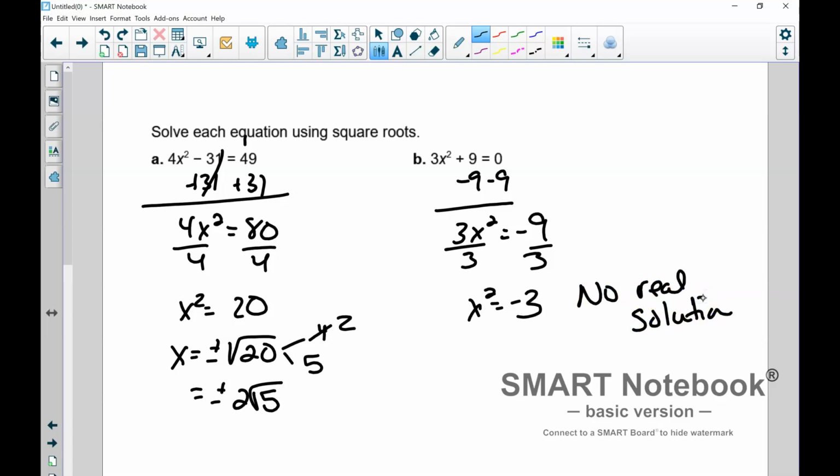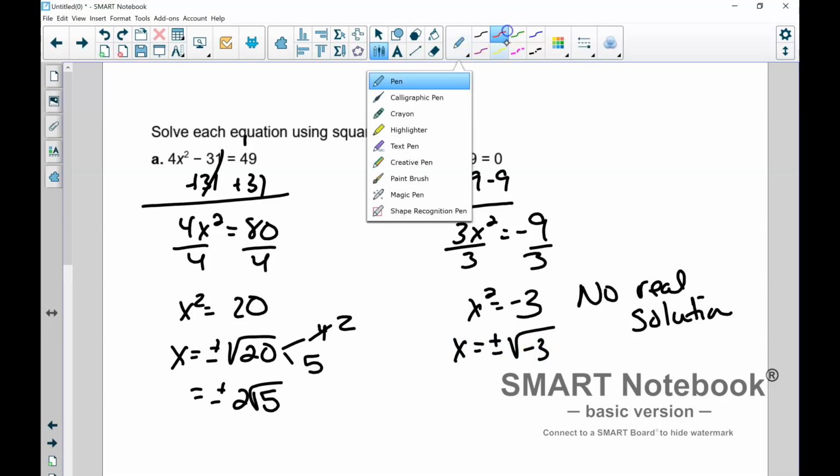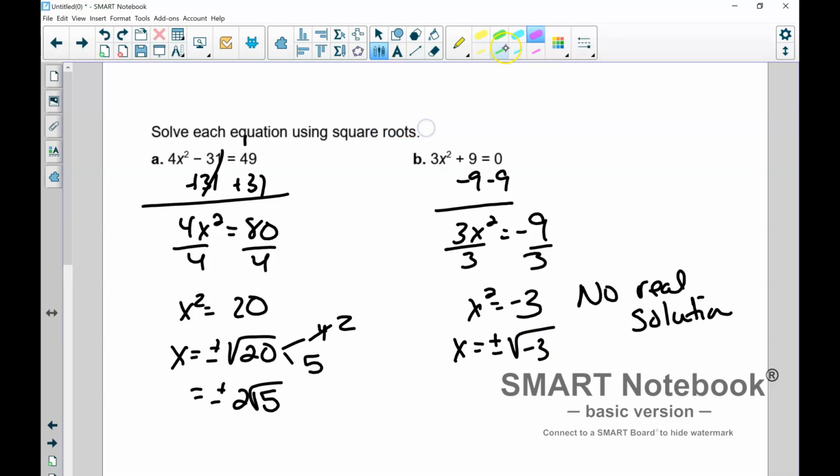Very shortly, we will be getting to ones that do have a solution. So this would be x is equal to plus or minus the square root of -3 if I were to finish it. But remember, this is where the negative comes in. So for now, I can't say that enough, for now, this is no real solution.